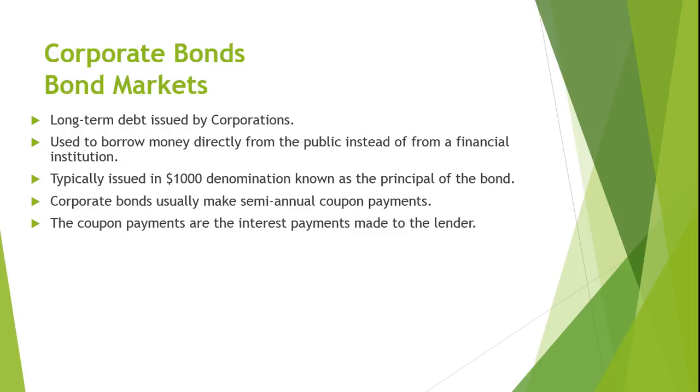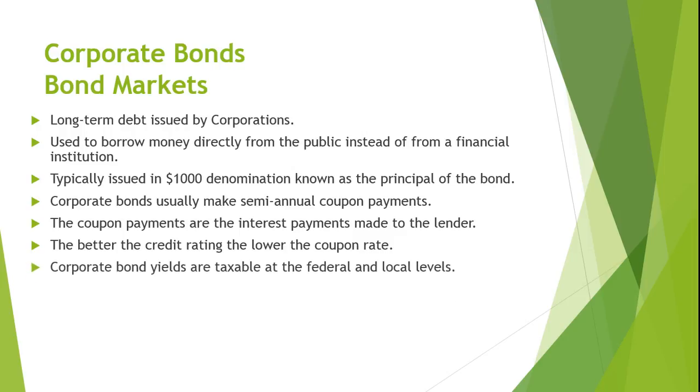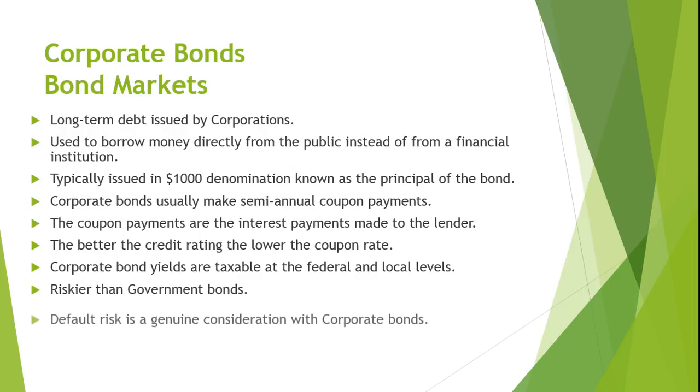Like U.S. Treasury notes, corporate bonds usually make semi-annual coupon payments until they reach maturity, at which time the principal or the face value is paid back to the lender. The coupon payments are the interest payments made to the purchaser of the corporate bond. Corporate bonds are riskier than government bonds. Default risk is a genuine consideration when investors purchase corporate bonds. Some corporate bonds are secured bonds, which have specific collateral backing them in the event of bankruptcy. Unsecured corporate bonds are known as debentures and are subordinate to secured corporate bonds.